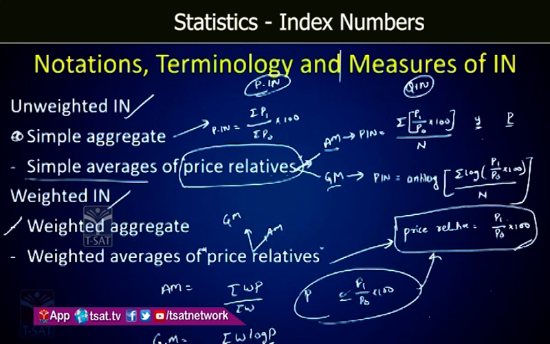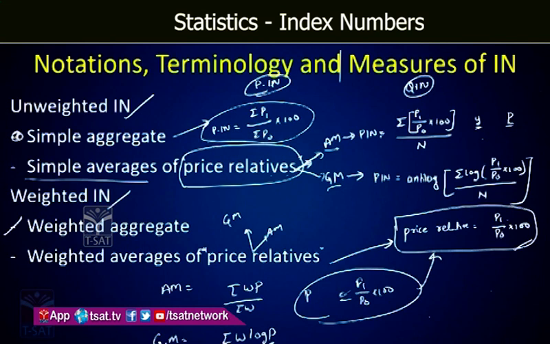What are we saying? For the unweighted price index number, we have the simple aggregate method, that is summation P1 by summation P0 into 100. Next we have simple average of price relatives. In this we have two formulas: for arithmetic mean, summation P1 by P0 into 100 divided by n, and for geometric mean, anti-log of summation log of P1 by P0 into 100 divided by n.